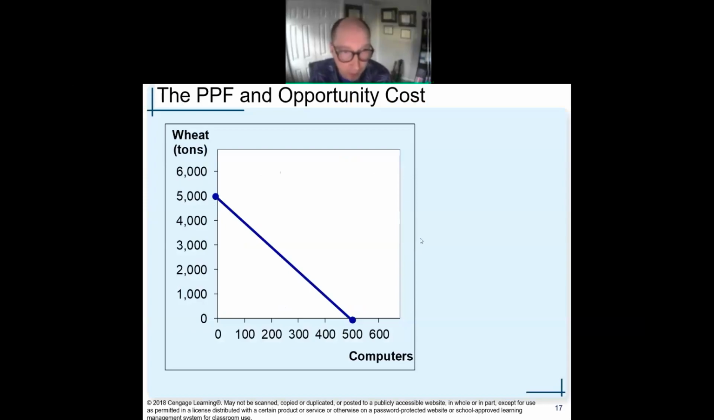So in our example, remember this line represents maximum capacity or maximum efficiency. 5,000 tons of wheat, 0 computers; 0 tons of wheat, 500 computers; everywhere in between, that's maximum capacity or maximum efficiency. Anywhere below that line is underutilization, and anywhere above it is simply not possible because it's above capacity.